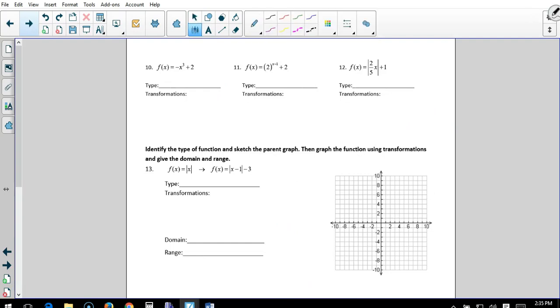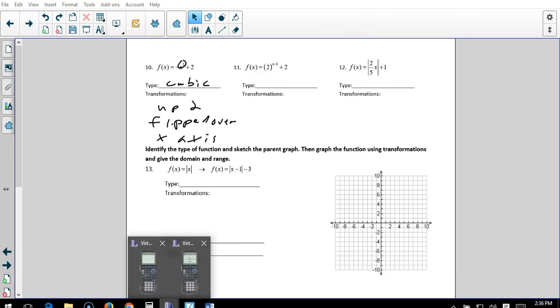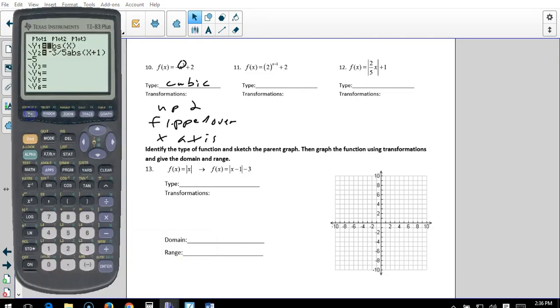Number 10, cubic function. It's going to be up 2, and it's going to be flipped over the x-axis. So what does it mean for a cubic function? Well, let's look at that. Okay, x cubed. So we're going to do x caret 3. That's our snake, right?